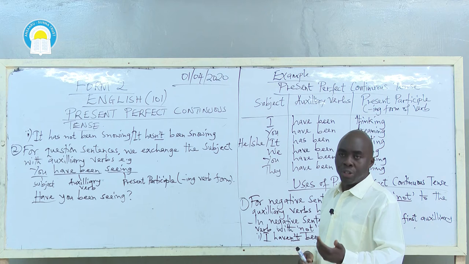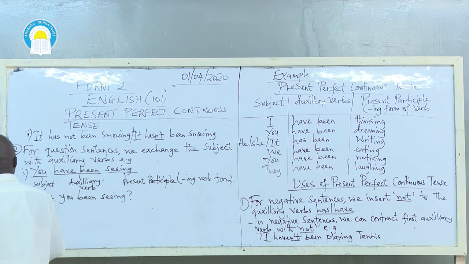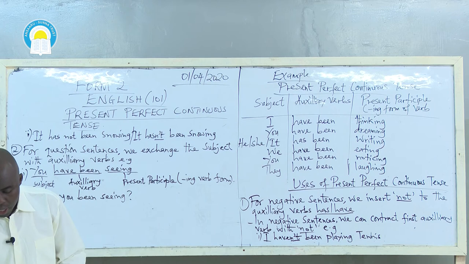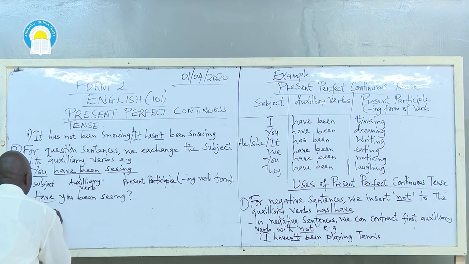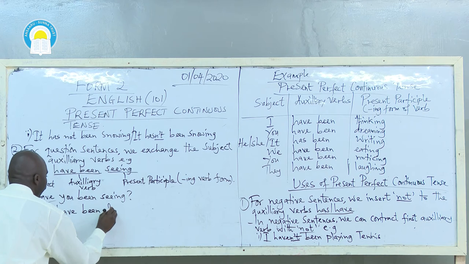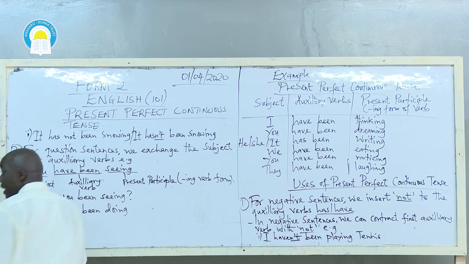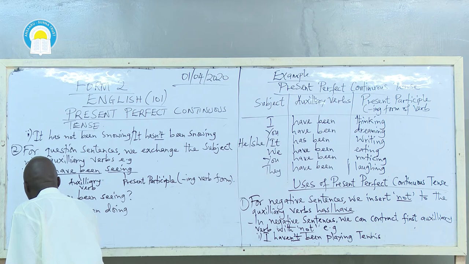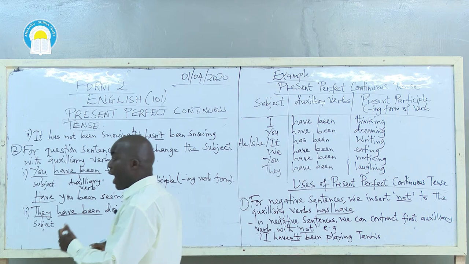Let us look at the second example. They have been doing. You realize we have the subject they. Then we also have the auxiliary verbs, have been. This is auxiliary verbs.